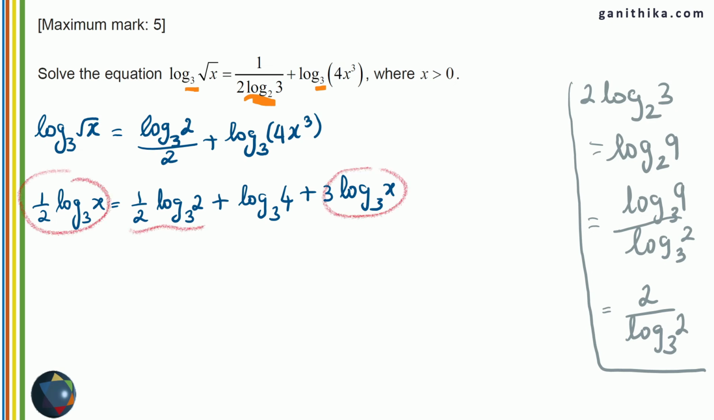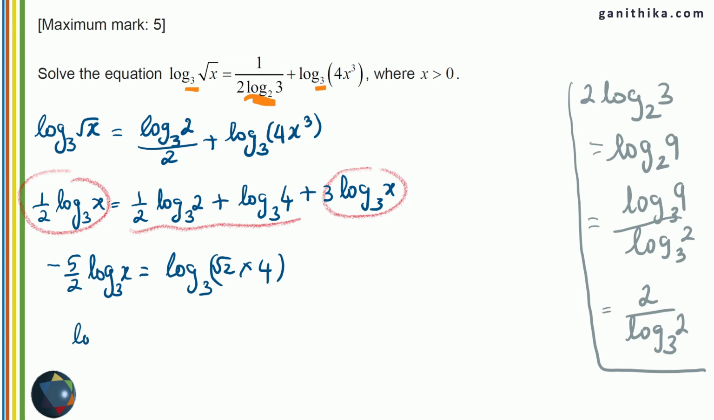And then collecting all the log x together and constants together, we will have negative 5 over 2 log x is equal to log of root 2 times 4. Half log 2 is log root 2. Therefore, log of root 2 times 4 on the right hand side. Collecting all the log x's together, negative 5 over 2 log x to the base 3. Both the sides are to the base 3. Therefore, we can say that log of x to the power of negative 5 over 2 is equal to log of 4 root 2.